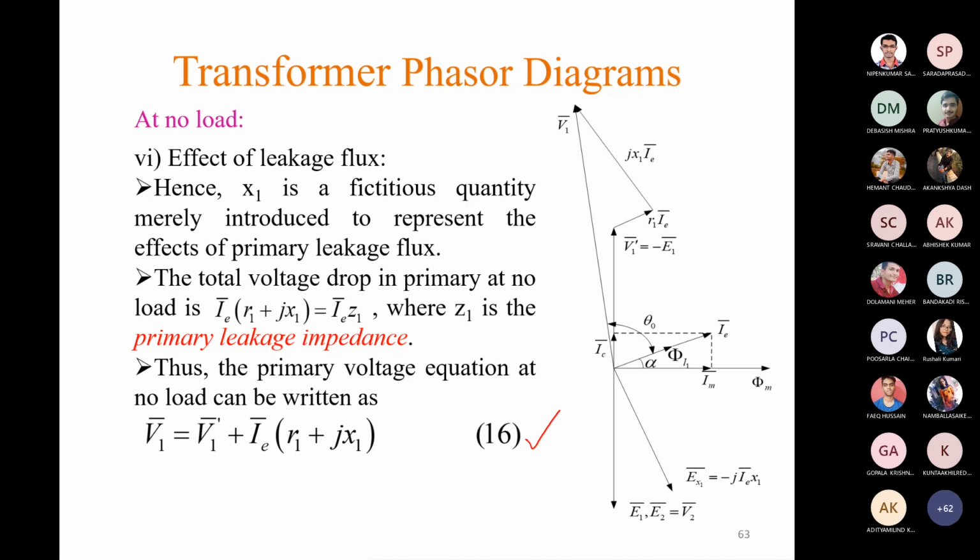Yes, sir. So for a practical transformer, there will be some winding resistance R1, some leakage reactance X1, and some core loss, and due to that core loss we will have one component of the exciting current, that is IC. So these are the corrections for those imperfections in a practical transformer.